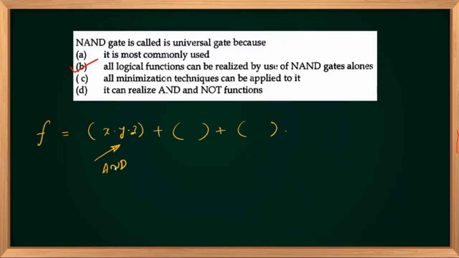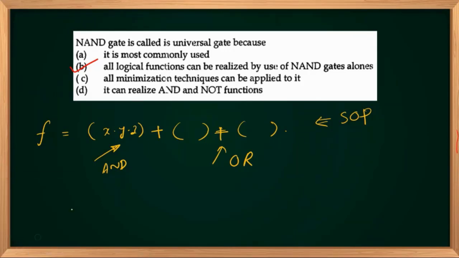All functions that are represented in sum of individual product form, SOP form, are like this: individual products and a sum in between. So using an AND gate, you can easily implement that product, and using an OR gate, you can easily implement that sum. So to implement an SOP expression, we require AND and OR gates.